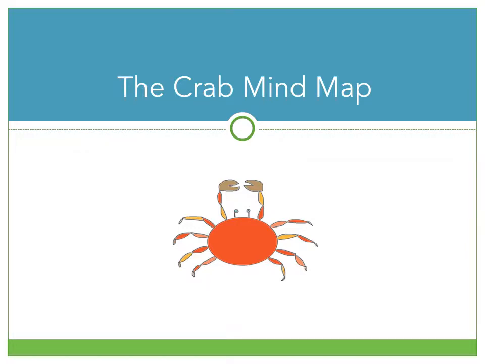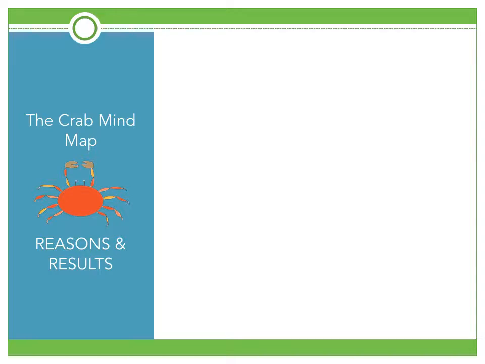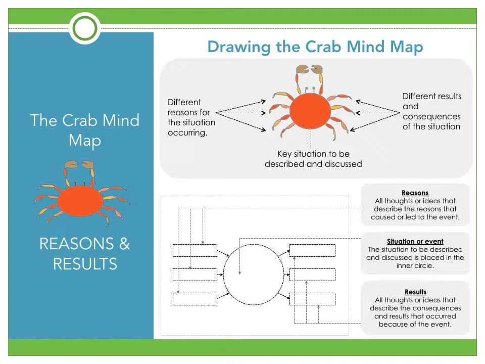Now the next mind map we're going to look at is the crab mind map. And this mind map is centered around reasons and results, or cause and effect. Again, for learners to be able to identify cause and effect means that they are thinking at a higher cognitive level. And that is what you want to develop in your learners, the skills to be able to think cognitively at a higher level. So let's have a look at it.